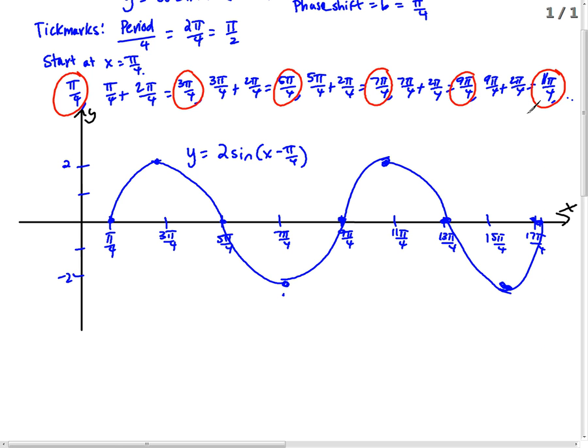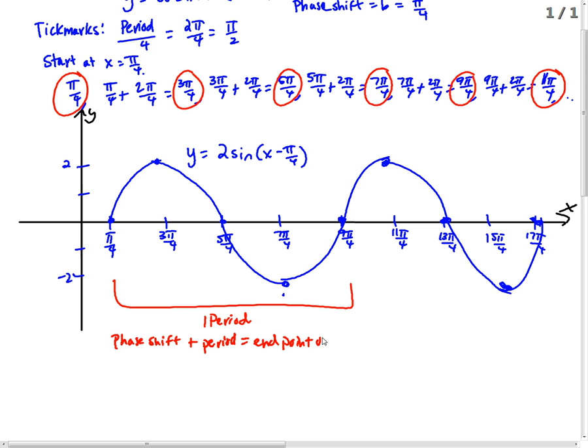Let's look and see if we can identify the period. I start at pi over 4. I go to 9 pi over 4. This is 1 period. And we can see that because the phase shift plus the period gives me my endpoint. Well, my phase shift was pi over 4. My period was 2 pi. So this is pi over 4 plus 8 pi over 4, and my endpoint should be 9 pi over 4. And it is. And then here is another period. And there you go.